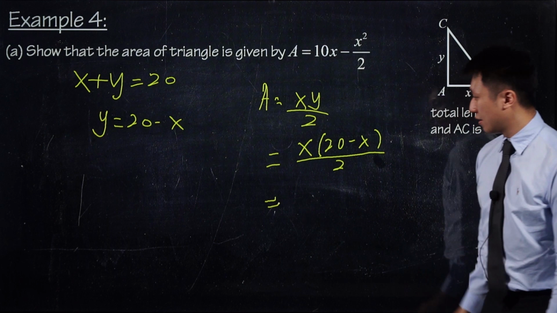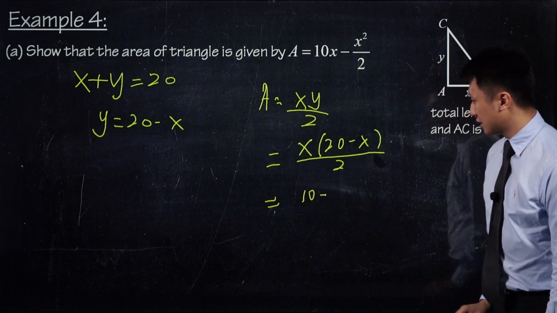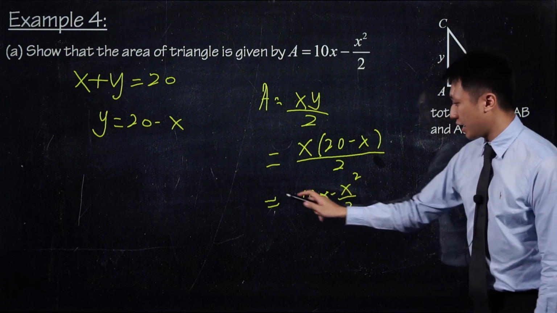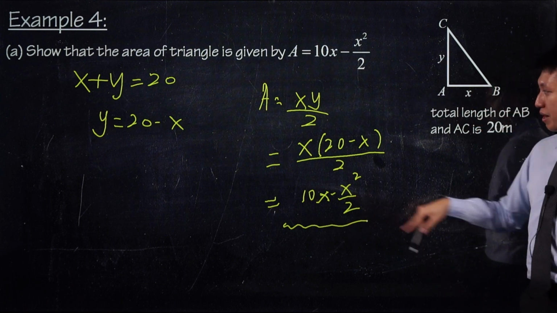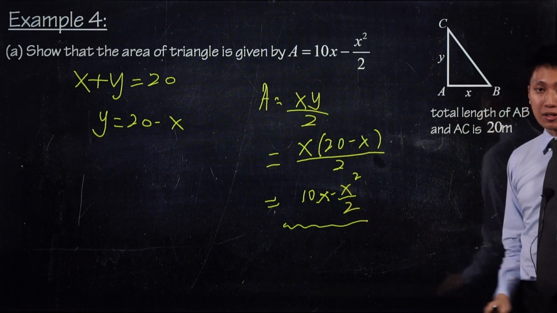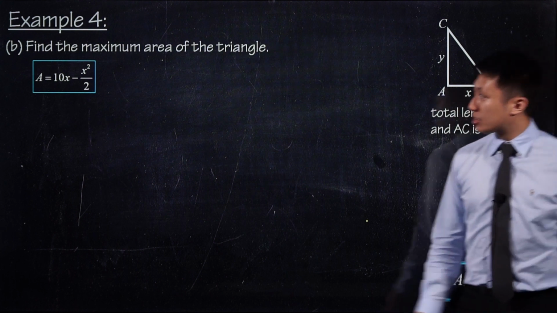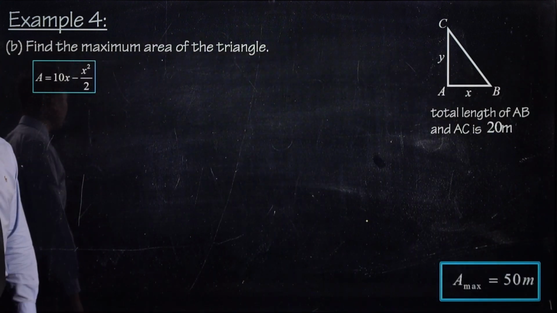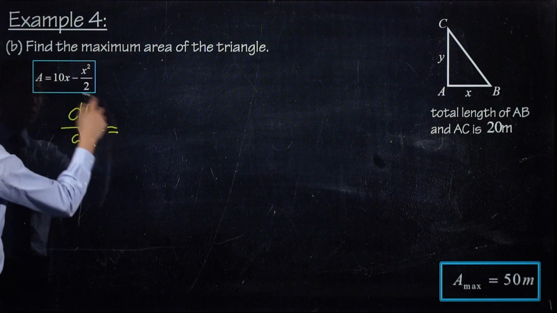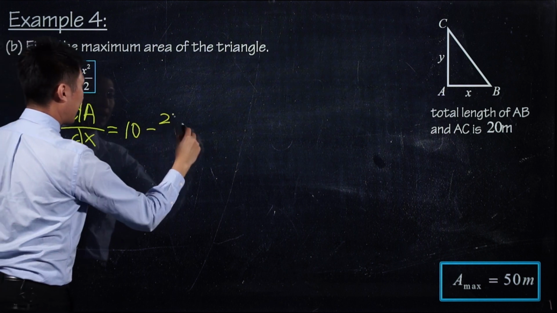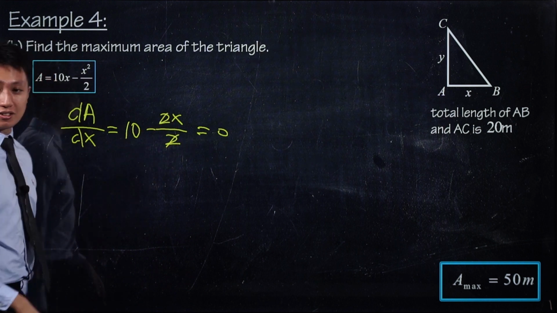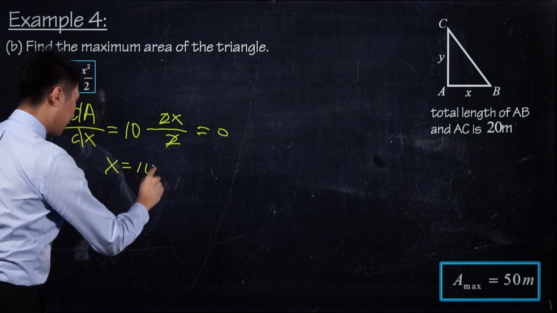So what do you have? This one cancels off, so it's 10x minus x squared over 2. I get my answer: 10x minus x squared over 2. So my area is in terms of one variable. Great. Now I'm going to find the maximum area of the triangle. Easy. I differentiate: dA/dx equals 10 minus 2x over 2. I set it equal to 0. So 2 and 2 cancel off, 10 minus x equals 0, so x is equal to 10.